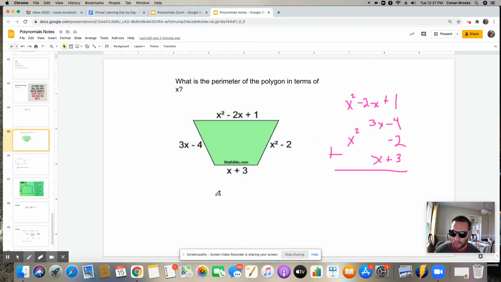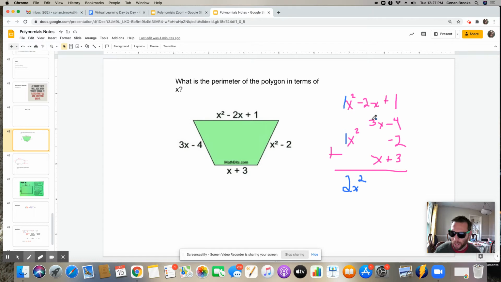Now, what did I do? I made sure that I wrote all of the like terms on top of each other. So you'll notice that all the x squareds are together, all the x's are together, and all the constants are together. And I want you to do any strategy you can to make sure you're not adding x squared to 2x. All right. So I have 1x squared plus 1x squared is 2x squared.